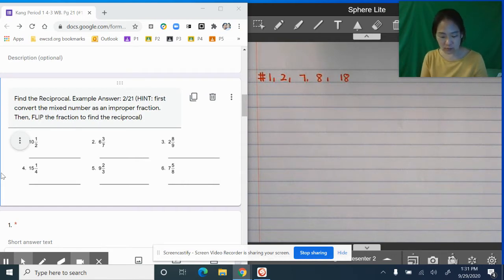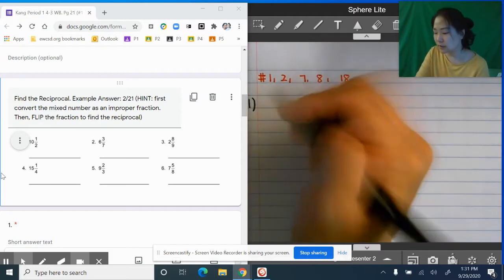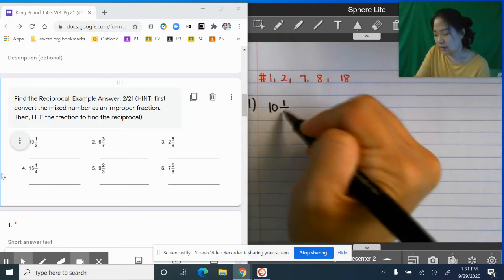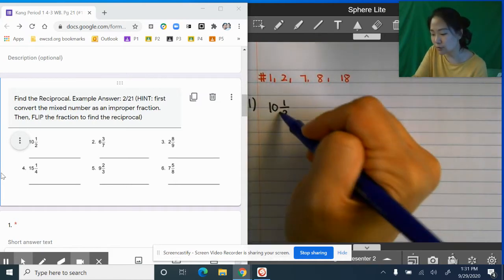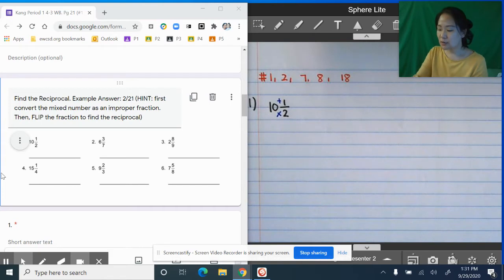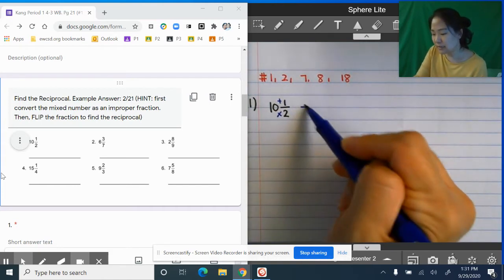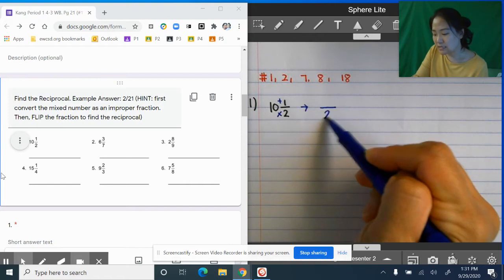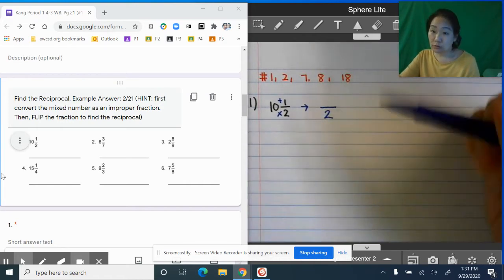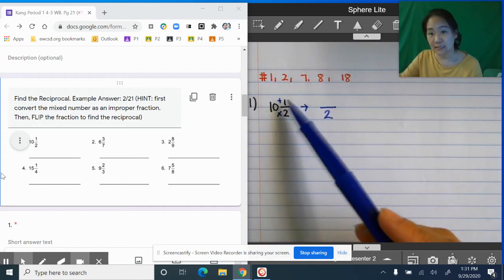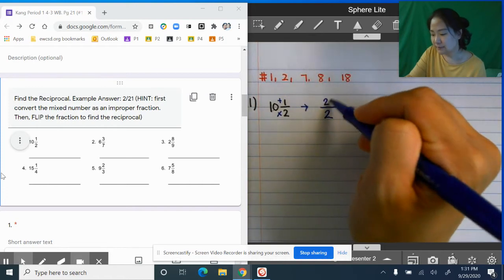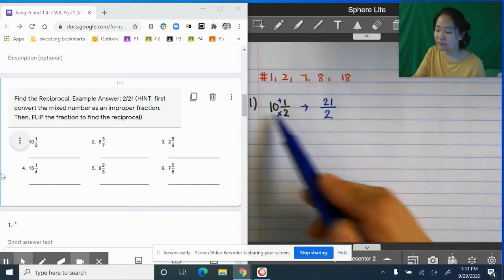So I'm going to go over find the reciprocal of numbers 1 and 2. Number 1, the original problem is 10 1/2. In order for me to find the reciprocal, I need to rewrite this mixed number as an improper fraction. So I'm going to do around the world. 10 1/2 written as an improper fraction: the denominator stays the same, so it is 2. Your numerator, the shortcut is this: 2 times 10, which is 20, plus 1, so 21. But this is not the reciprocal, this is just a different way of writing 10 1/2.